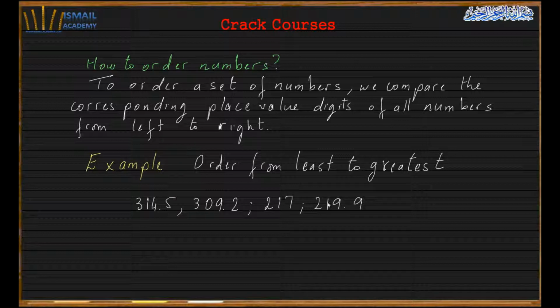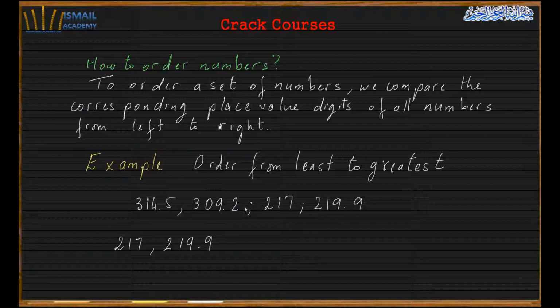Then, with those two, I'm going to move to the next digit. I have 1 and 1, they are equal. Here we have 7 and this is 9, that means this is smallest. So this is going to be the first answer, 217. Because I have only two, this one should be the second. If I had a third one, I would check those together, but I have only that one, so we just write it down. I'm done with those two.